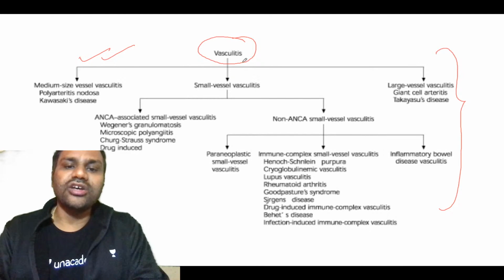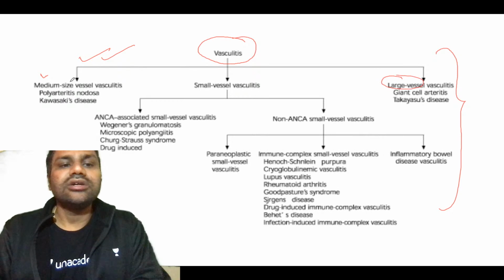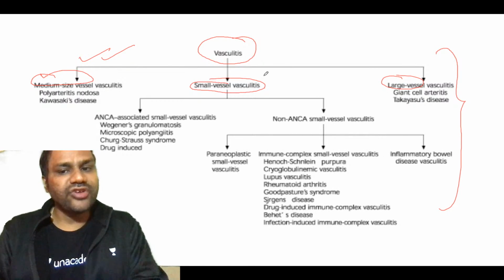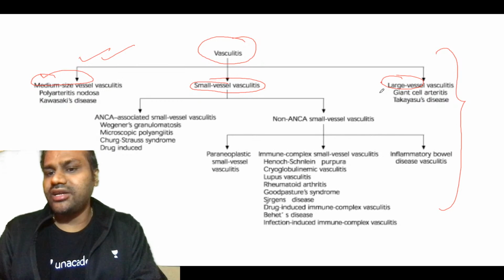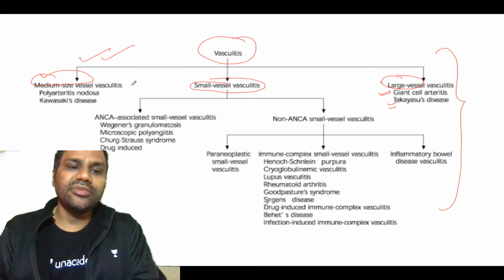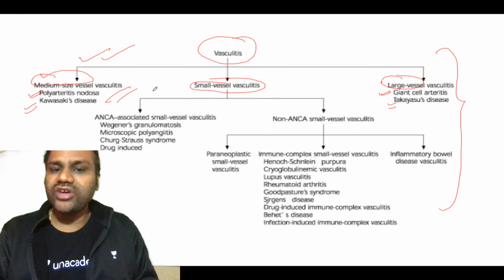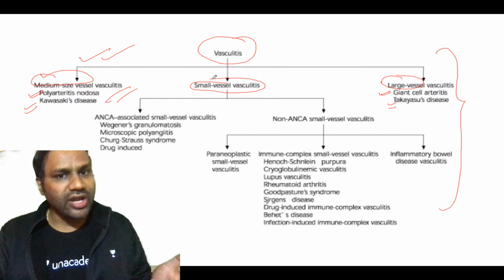So what do you need to know? Vasculitis are defined as large vessel vasculitis, medium sized vessel vasculitis, and small vessel vasculitis. That is very important. In large vessel vasculitis you have giant cell arteritis and Takayasu arteritis. In medium sized vasculitis you have polyarteritis nodosa and Kawasaki disease. This classification is very important in case of vasculitis.